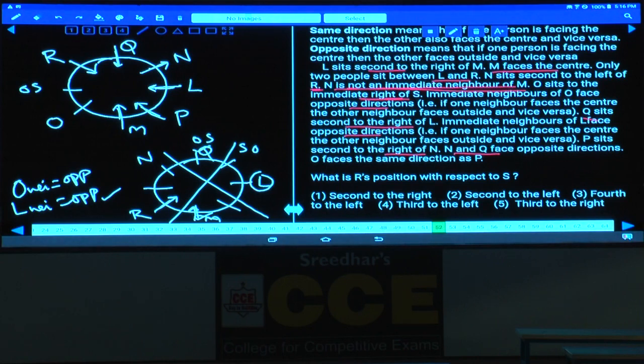O can be either here or here. First, it is a possibility we have taken O at this place. If O is here, now let us check out whether S can be here or not. If O is here, then what is the information here? O sits to the immediate right of S, then S will be away from the center, isn't it? O is to the immediate right of S. As O is to the immediate right of S, S must be towards which direction? S must be towards the center. Then only O is to the immediate right of S. If O is to the immediate right of S, O's neighbors are opposite direction. But whereas here O's neighbors S and M are facing the same direction, which is not possible. Which implies that O cannot be here.